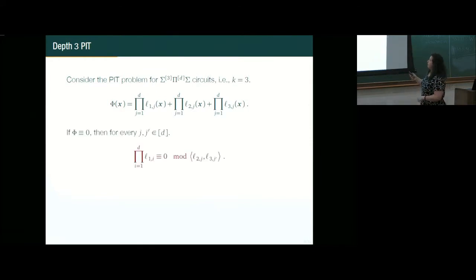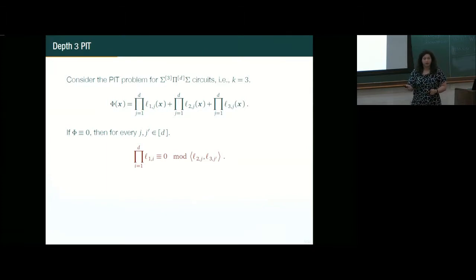When we take some linear form here, and some linear form here, and we zero them, we know that the product of the first vanishes. This is a condition that is very similar to the Sylvester-Gallai condition, except that I have here a product of polynomials.